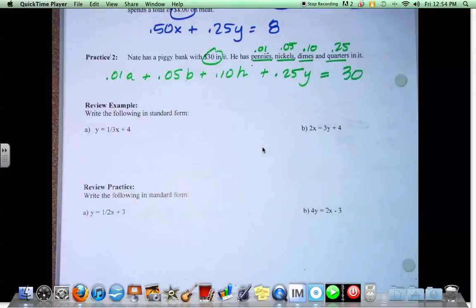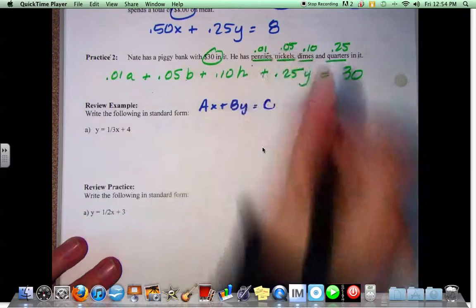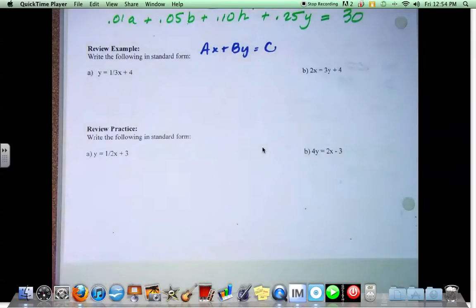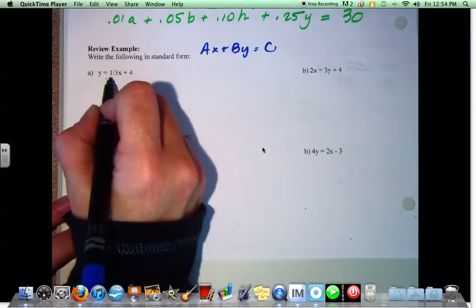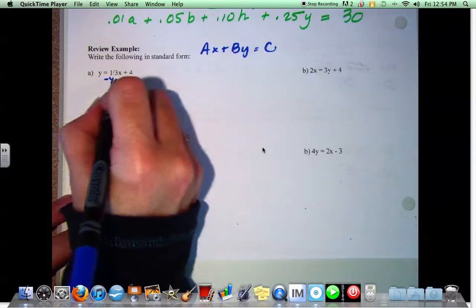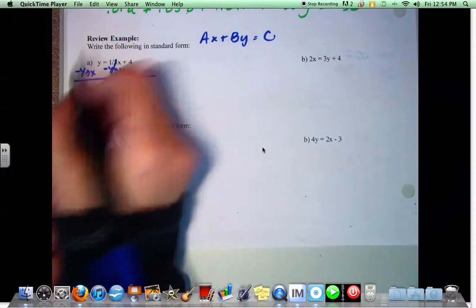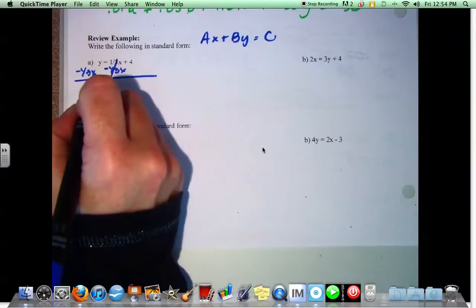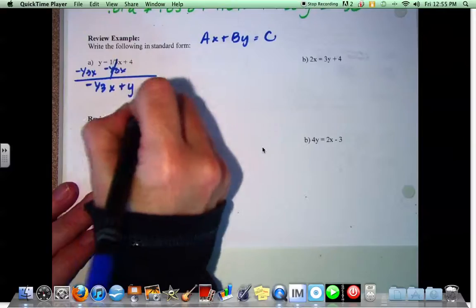All right, so review example. Write the following in standard form. So standard form, Ax plus By equals C. So for A, what do we need to move? The 1/3 x. So we're going to add it or subtract it? Subtract it. So on the left we have y minus 1/3 x, negative 1/3 x equals 4.